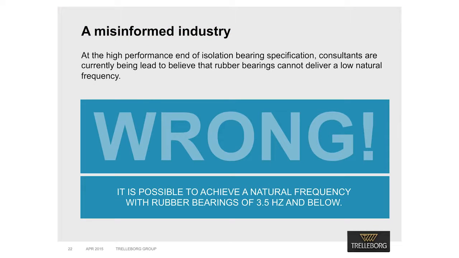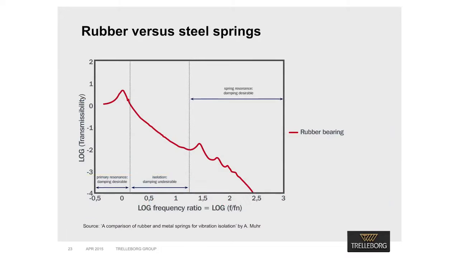At the high-performance end of bearing isolation, consultants are currently being led to believe that rubber bearings cannot deliver a low natural frequency, but this is wrong. The industry is being misinformed about the capabilities of rubber bearings. With the correct manufacturing controls in place, it is certainly possible to achieve a natural frequency with rubber bearings of 3.5 Hz and below.